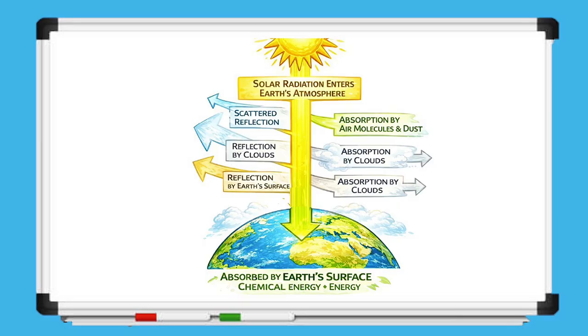Through photosynthesis, plants convert light energy from the sun into chemical energy stored in food molecules such as glucose. This chemical energy then becomes available to other organisms through food chains, allowing energy to flow through ecosystems. Therefore, the diagram demonstrates how solar energy enters the Earth system, is distributed through reflection and absorption, and is ultimately transformed into chemical energy that supports life.